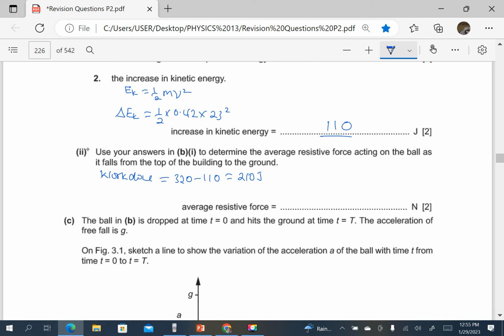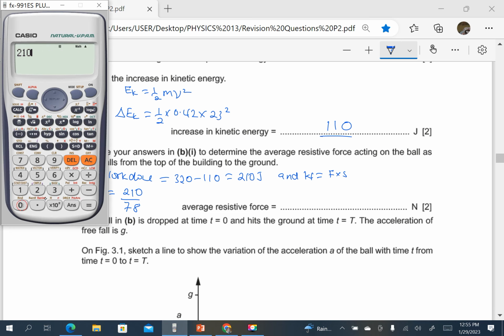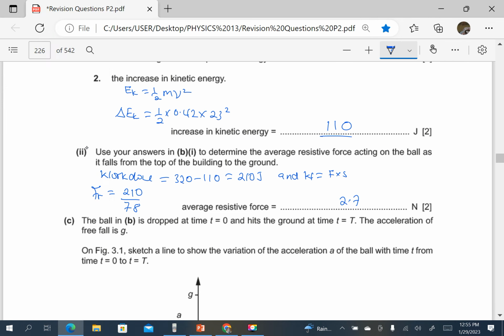That's the work done against resistance. But remember, work done is force times distance. So the resistive force, which I call F resistive, is going to be the work done, 210, divided by the distance, which is 78, because it moves through 78 meters. So we have 210 divided by 78. That is 2.69, which is approximately 2.7.